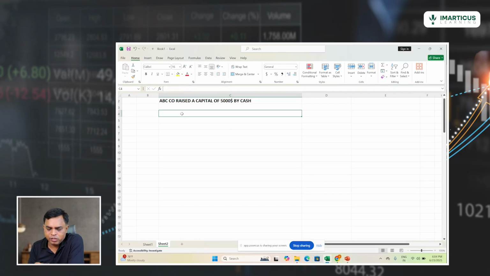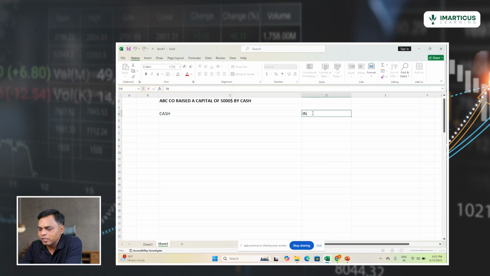Now the first step in the journal is you need to understand what are the two accounts which get involved and what kind of impact they have. Now let's look at what are the two accounts which are getting impacted here. So when a company raises capital by cash, what happens? The cash comes inside the organization, means the company gets the cash. So that is one account. When the capital is raised, the cash is coming in, the cash balance is increasing.